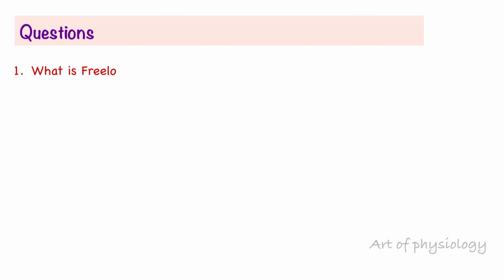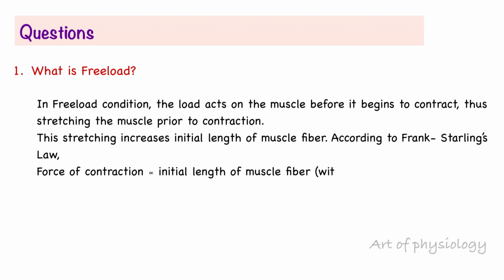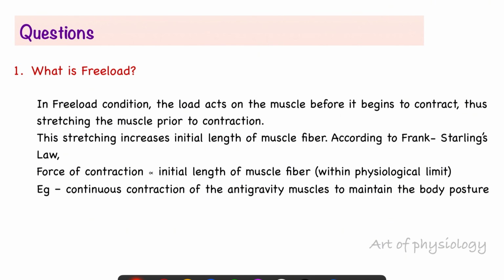Coming to the question, what is a free load? Free load or preload? In the free loaded condition, the load acts on the muscle before it begins to contract. So stretching of the muscle will be there prior to the contraction, and because of the stretching, the initial length of the muscle fiber is also increasing. According to Starling's law, force of contraction is directly proportional to initial length of the muscle fibers within physiological limit. Because of this, there will be an increase in the force of contraction. Example, continuous contraction of the anti-gravity muscle to maintain the body posture.